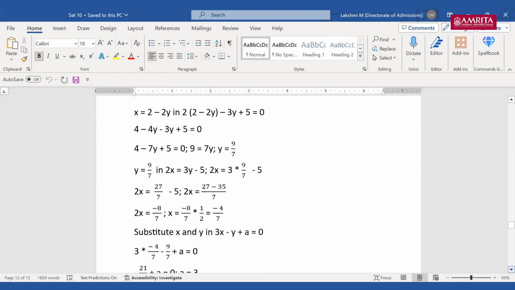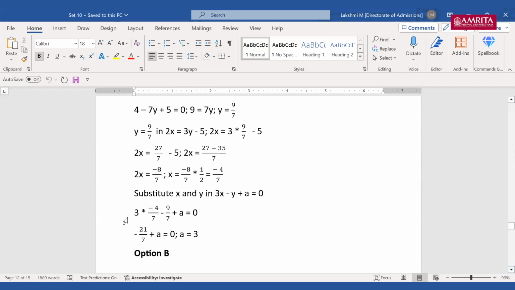Then it's 3x minus y plus a equal to 0. X is here minus 4 by 7. Y is here 9 by 7. So 3 into minus 4 by 7 minus 9 by 7 plus a equal to 0. So this is a simple question. It's minus 21 by 7 plus a equal to 0. This is 3. It's minus a equal to minus 3. So a equal to 3.